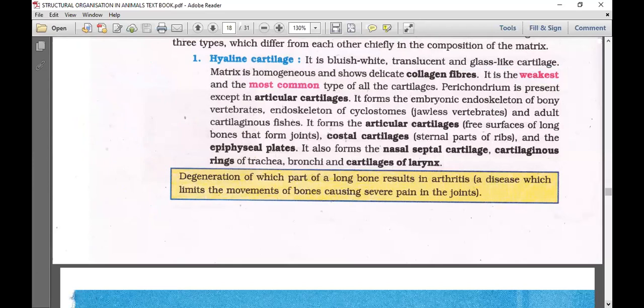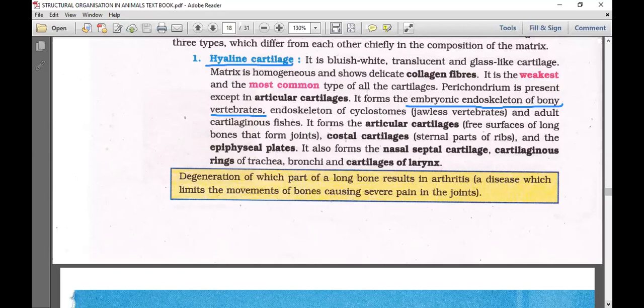Then examples. It forms the embryonic endoskeleton of bony vertebrates: bony fishes, amphibians, reptiles, aves, and mammals. We all are bony vertebrates. So embryonic, it means in the case of human beings also, in our embryonic stages, what is our endoskeleton? Hyaline cartilage. What is our endoskeleton in the adult stage?